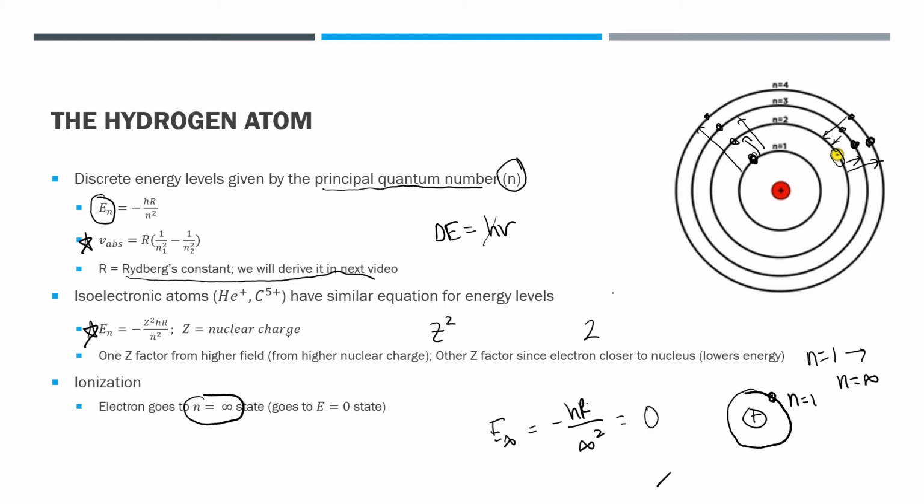That makes sense, because if the electron is infinitely far away from the nucleus, there should be no sort of potential energy, no sort of stabilization factor that comes from this, right? We're basically taking the electron so far away that there's no interaction, so there shouldn't be any negative energy, there shouldn't be any stabilization factor that comes from ionization. So this is what ionization really means. It's when we have an electron that goes to the n equals infinity state.